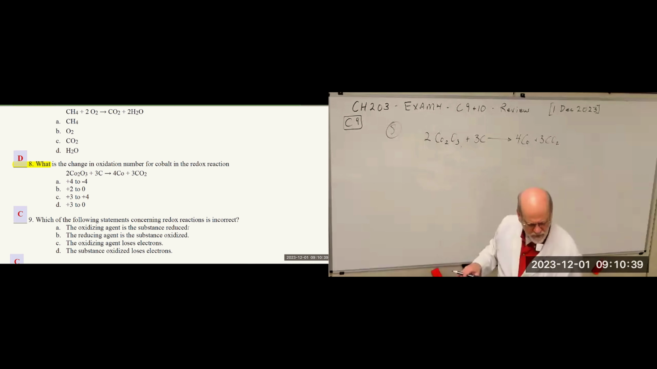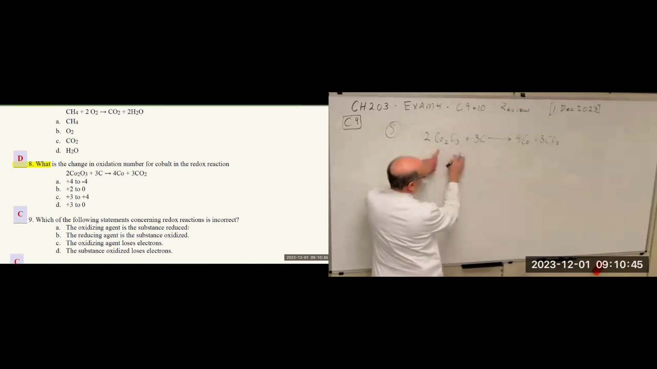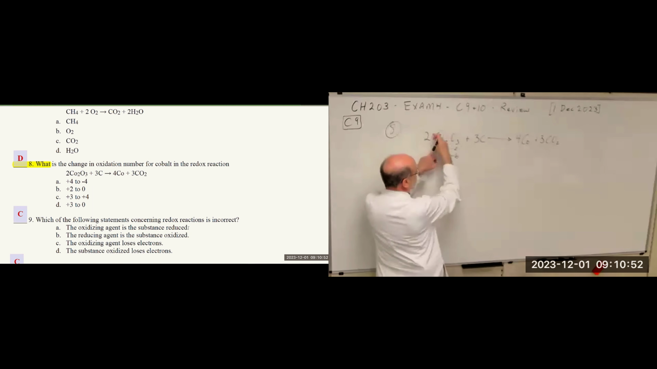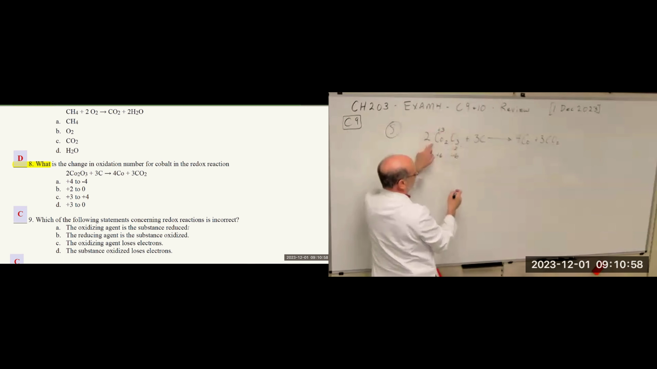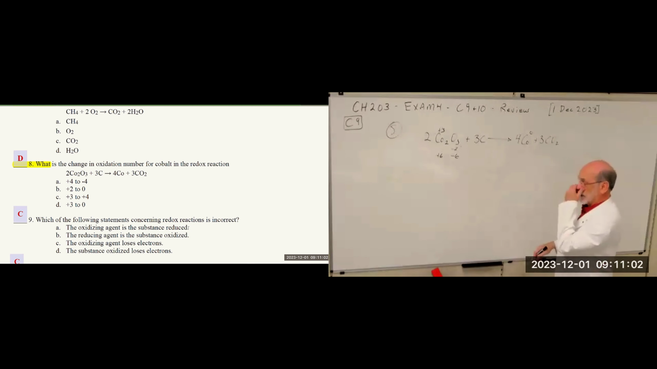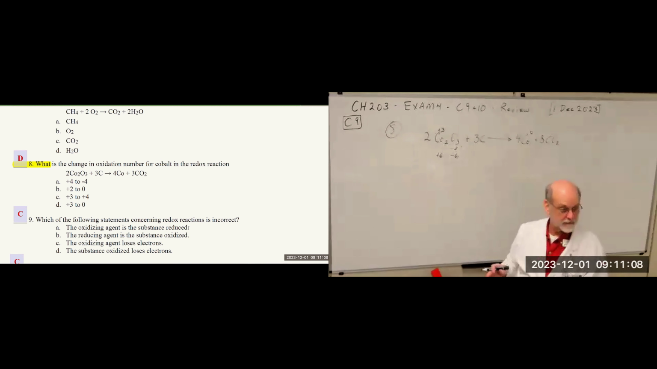Okay, so back to the question. Change in oxidation number for cobalt. So we have to determine what's the cobalt oxidation number here. With -2 for oxygen, -6 total, this is a neutral compound. So the cobalts have to be +6 total, or +3 for each one of the cobalts. And this cobalt is elemental. So it goes from +3 to 0. +3 to 0 is D.